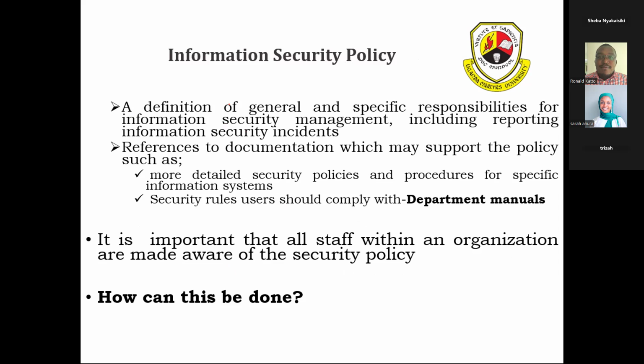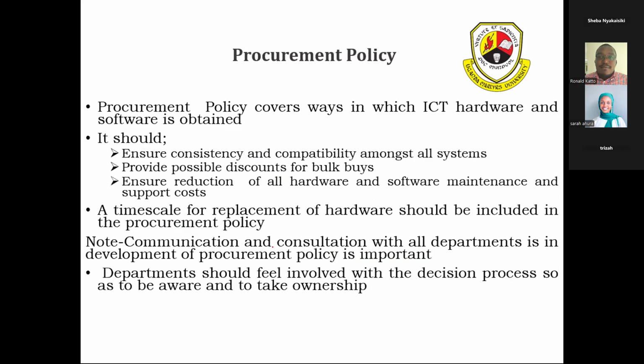So this information security policy would include a definition of general and specific responsibilities, references to documentation that may support security rules, the security rules users should comply with, and the detailed security policies and procedures. Now, the information security policy must be communicated to all staff members, and they should be aware of this policy, the consequences, who is responsible, and so on and so forth.